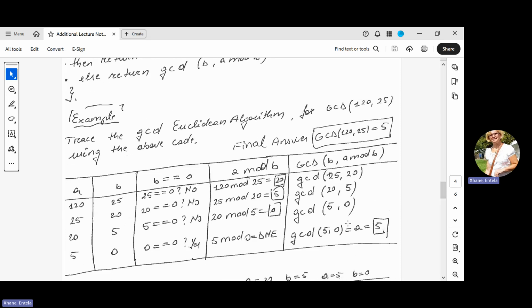If you pay attention, any number that we generated as a remainder becomes the new B, right? So the first remainder is 20. This was the new B in the next step. So we got the remainder 0. That means A is 5 and B is 0.